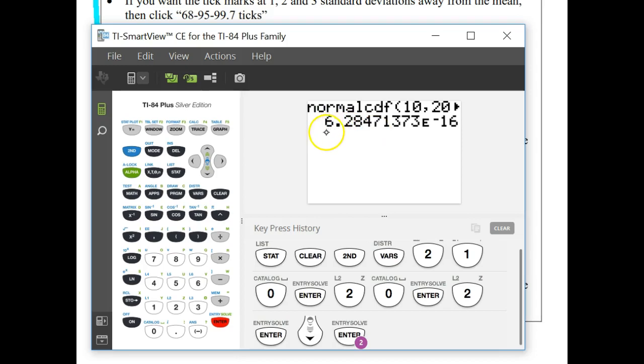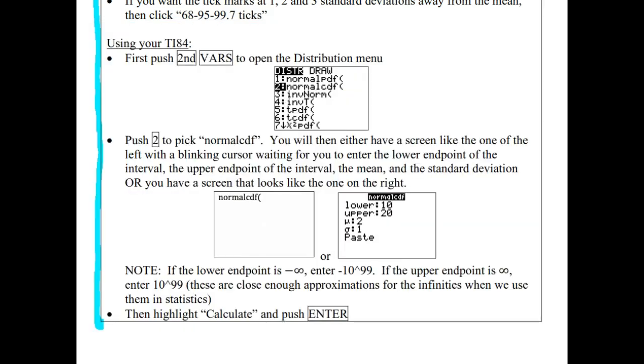Now keep in mind the 6.28, a probability can't be 6.28 because it's greater than 1. So this E minus 16 at the end means times 10 to the negative 16th power. So this probability is really, really small. This previous one, we were finding the probability of getting an x value between 10 and 20 for a distribution where the mean was 2 and the standard deviation was 1.